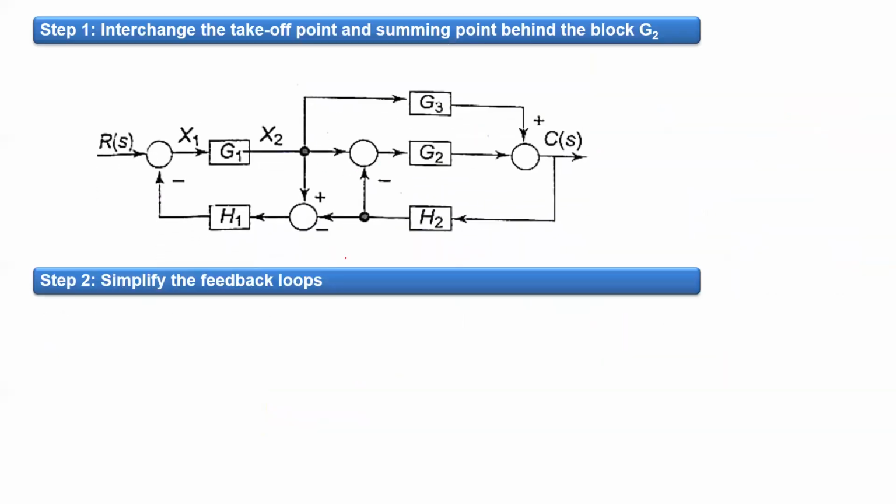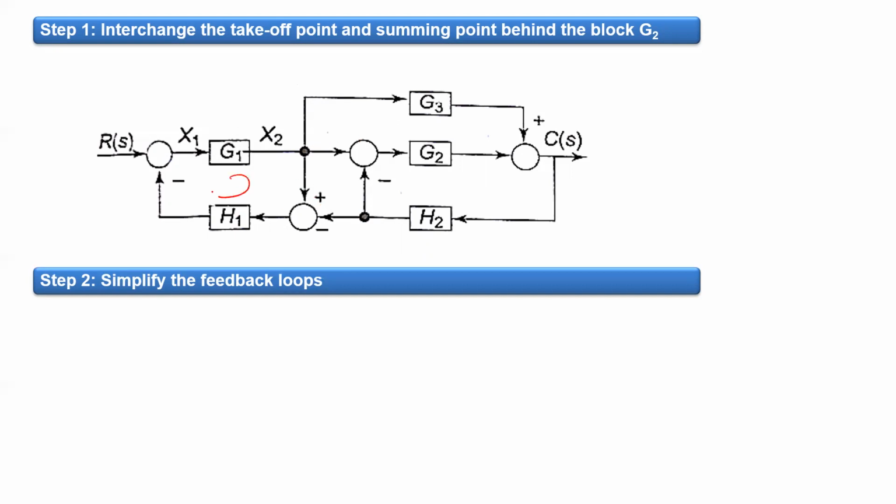We know that when we interchange a summing point and a takeoff point, we have to add a summing point here. So one summing point will be added here. Now this is the modified version of the actual block diagram. Then the next thing that we do is we will simplify the feedback loops. Now we will see how many feedback loops we have.